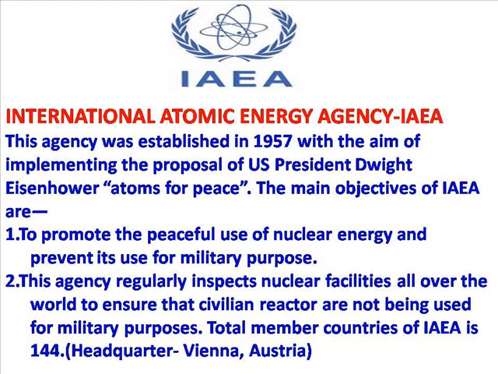Number 2, this agency regularly inspects nuclear facilities all over the world to ensure that civilian reactors are not being used for military purposes. Total member countries of the International Atomic Energy Agency is 144. Its headquarters is in Vienna in Austria.